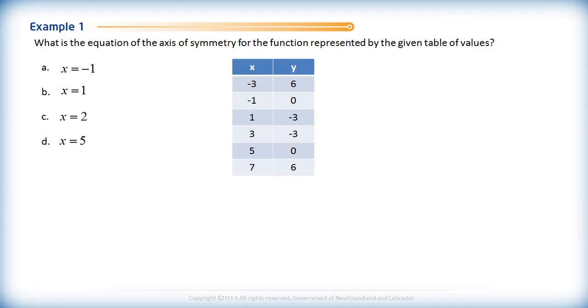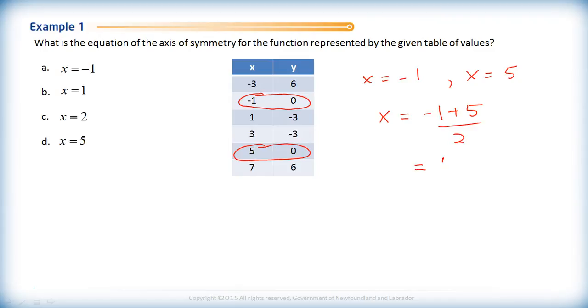What is the equation of the axis of symmetry for the function represented by this given table of values? So for this, remember what we did in the instructional video was we went after the x-intercepts. So if those are our x-intercepts, we see that we've got x equals -1 and x equals 5. Then your axis of symmetry should be at the average of those two numbers, -1 plus 5, divided by 2, which is going to give us 4 over 2, or 2. So x equals 2 is our axis of symmetry.